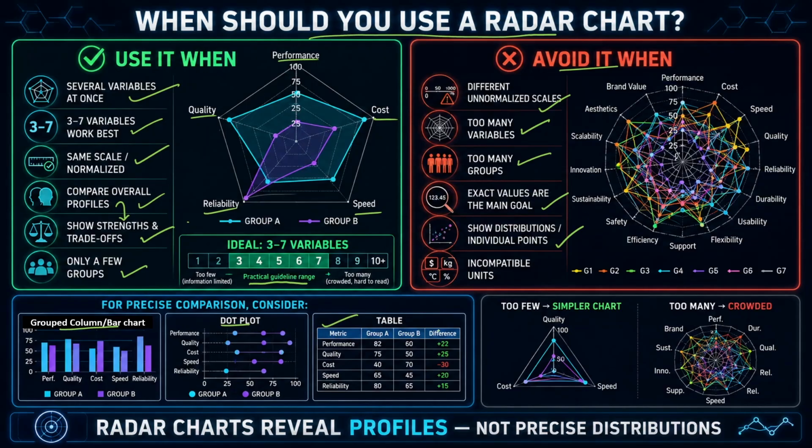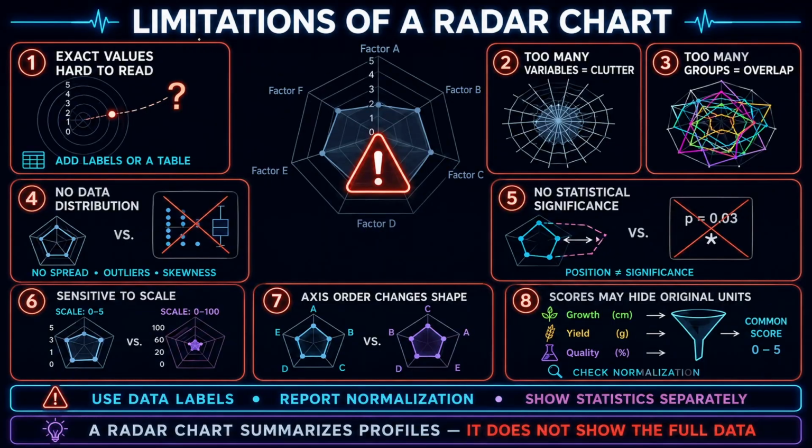A radar chart mainly answers what the overall profile looks like. It does not clearly answer what every exact value is. So use a radar chart when you have 3 to 7 comparable variables, a common scale, and only a few groups. Remember, radar charts reveal overall profile, strengths, and trade-offs, not precise distributions. Looking at the limitations of radar charts, they summarize profiles well, but they have 8 important limitations.